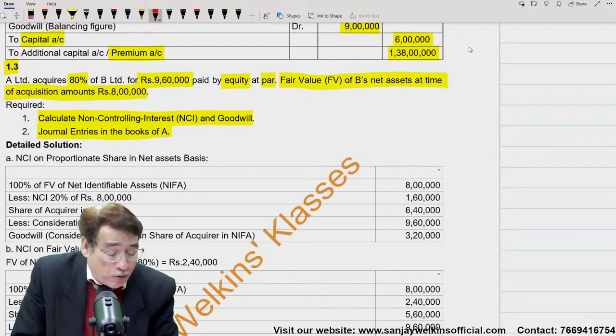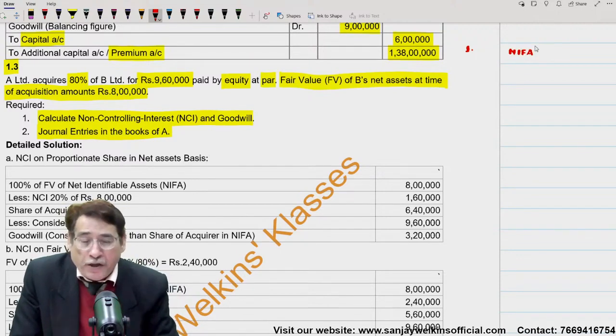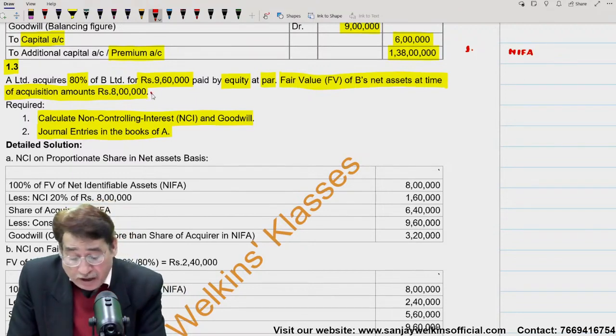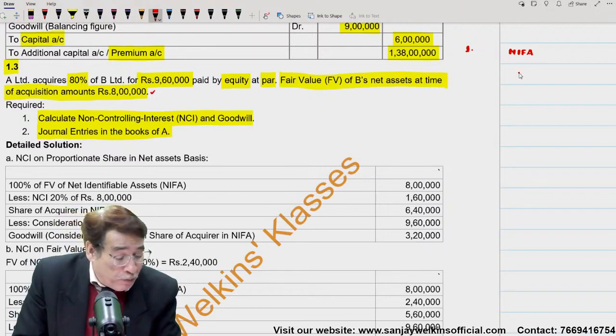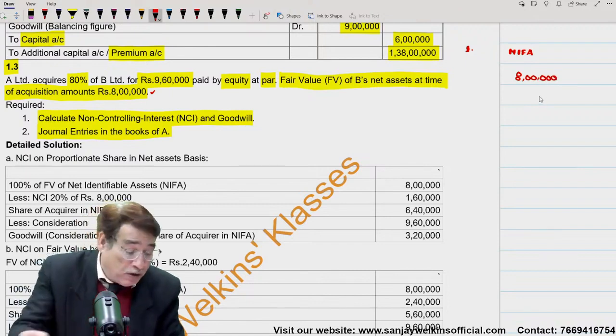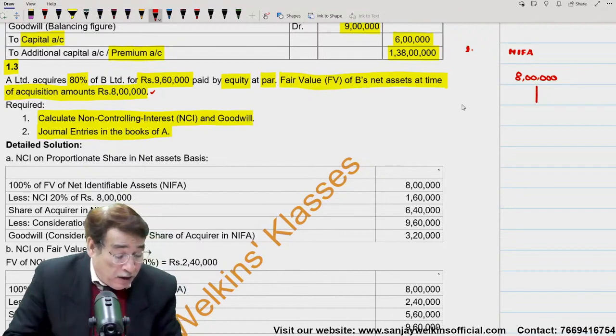Now my first point to you. What is the amount of NIFA? Whenever we say NIFA, it means net identifiable assets of acquiree company on the date of acquisition at fair value. It is clearly given in the question, 8 lakhs. Some of you might be wondering why I am doing this question. You can manage it on your own. No doubt about that. You can manage it on your own very easily. But if I am doing it, there must be a reason behind that. Now pay attention.